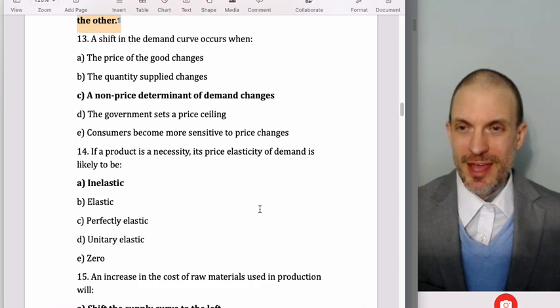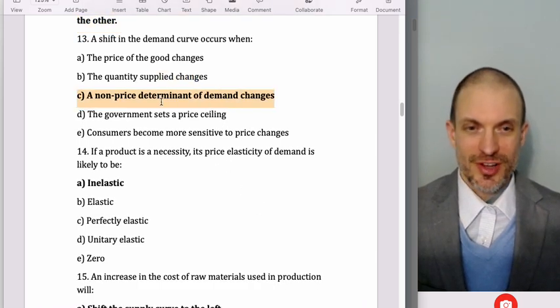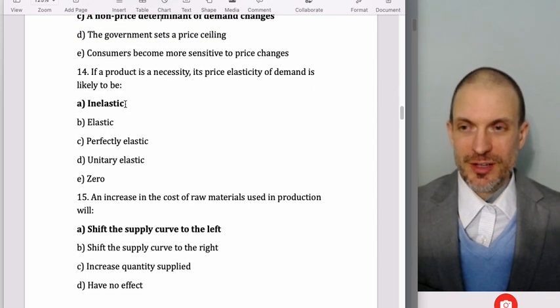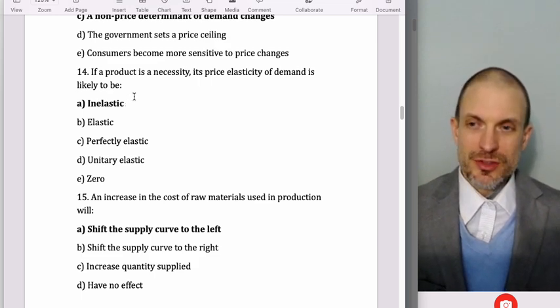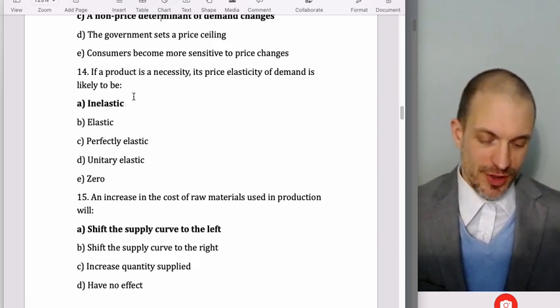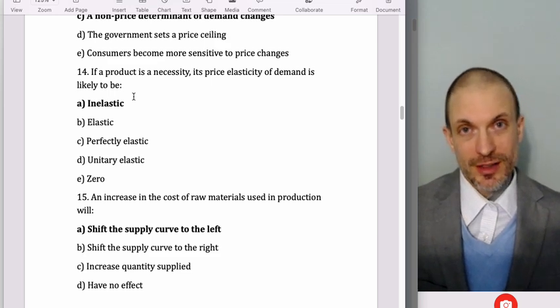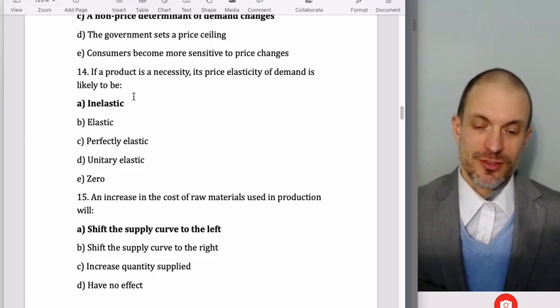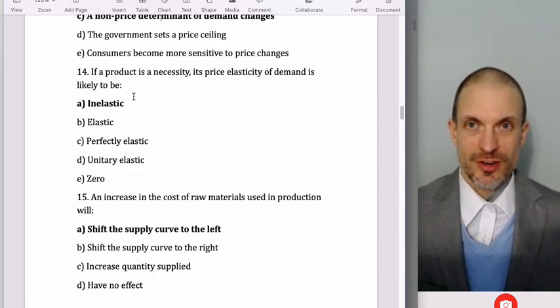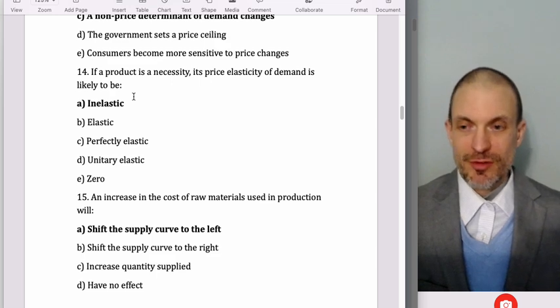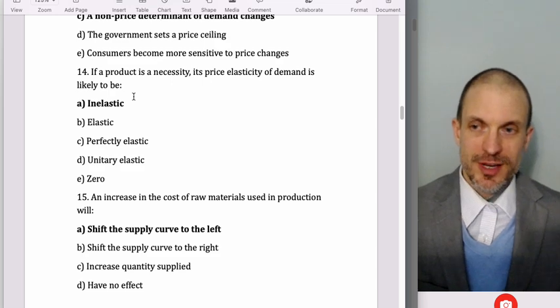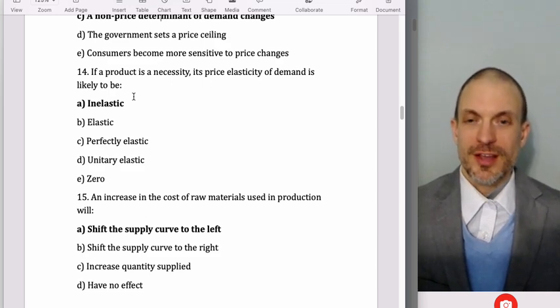Okay, so a shift in demand occurs when something other than price changes. So some non-price determinant of demand. If a product's a necessity, the price elasticity of demand is likely to be inelastic. So usually we're thinking about, with a necessity, an income inelastic normal good. So if we're looking at income elasticity, that's percentage change in quantity for percentage change in income. And if your income elasticity is positive, you have a normal good. If it's negative, you have an inferior good. And we'd say an income elasticity between 0 and 1 tends to be a necessity. Income elasticity greater than 1 tends to be a luxury.